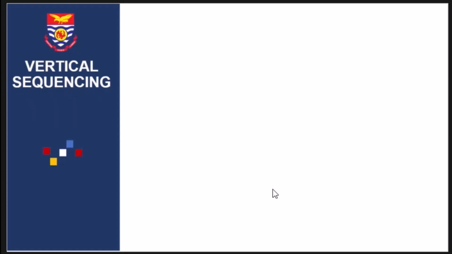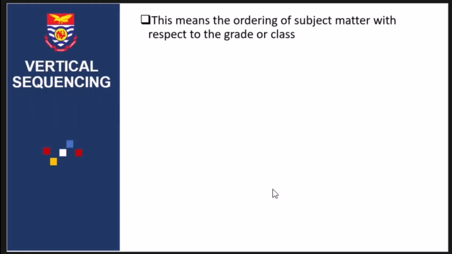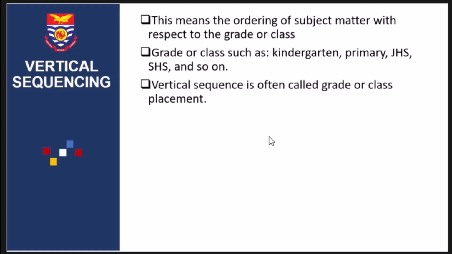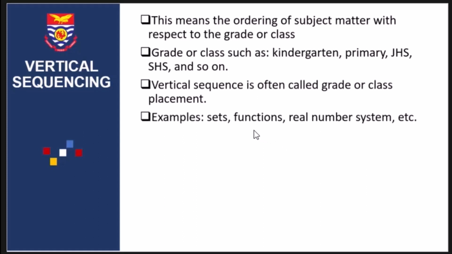Let's look at what we mean by vertical sequencing. This means the ordering of subject matter with respect to the grade or class. And by grade or class, we mean kindergarten, primary, JHS, SHS, and so on. So when you sequence your subject matter with respect to the particular class or grade, then we have what we call vertical sequencing. Vertical sequencing is often called grade or class placement, as I have just said.